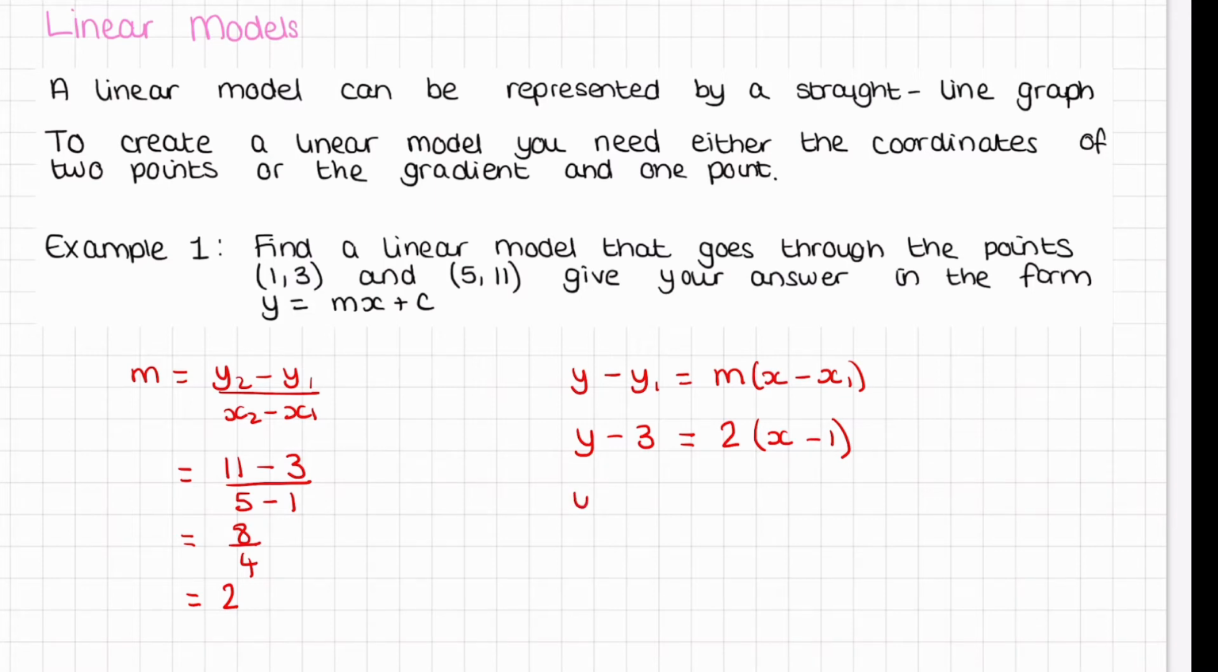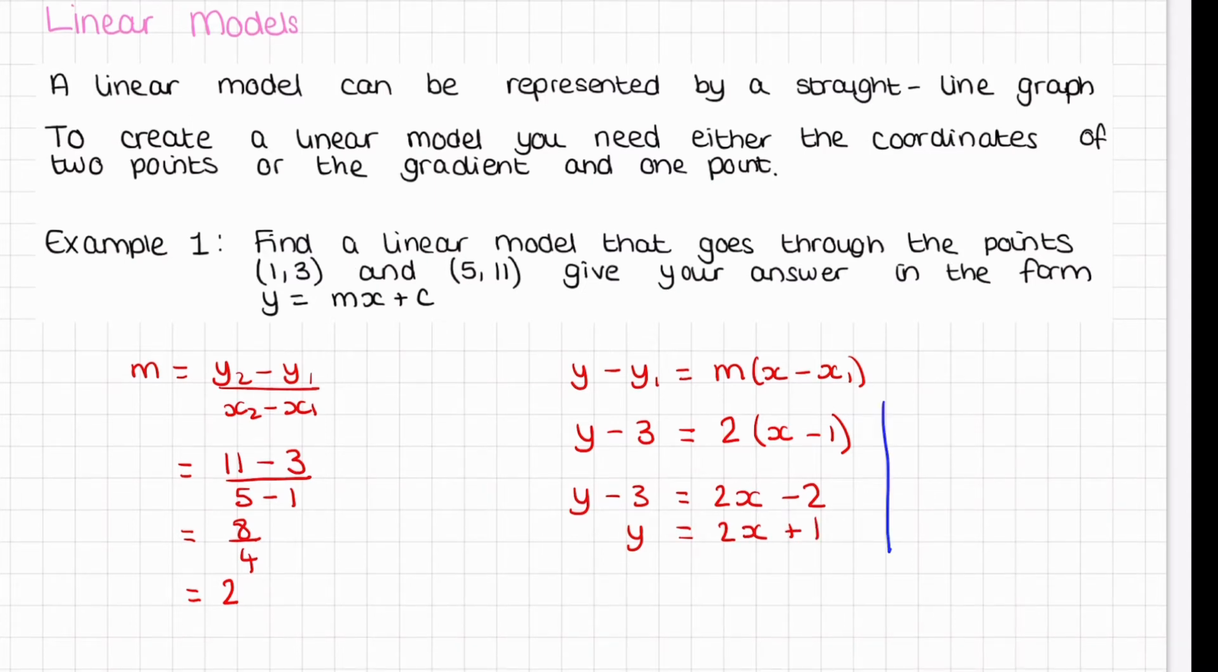And then from here, it's just rearranging to y = mx + c. I'll multiply out the brackets here first, and then add the 3, and you get y = 2x + 1. I'll now just sub in the other point, and then you can see you get the same answer. Obviously, you don't have to do both, you just pick one. y - 11 = 2 multiplied by (x - 5). That would be y - 11 = 2x - 10. Add 11 to the other side, and you get y = 2x + 1. So you can see you get the same answer no matter which point you sub in.